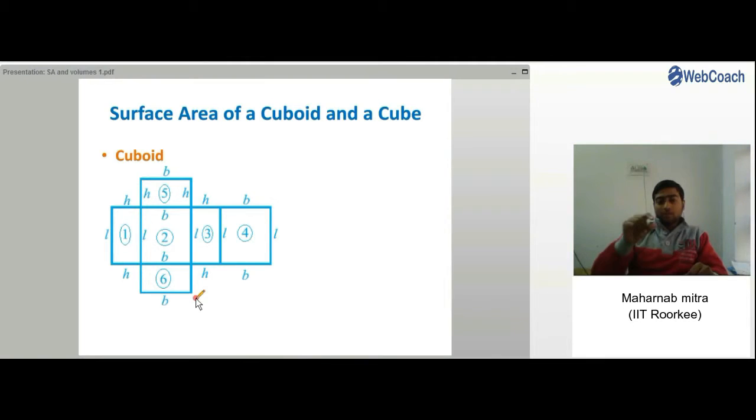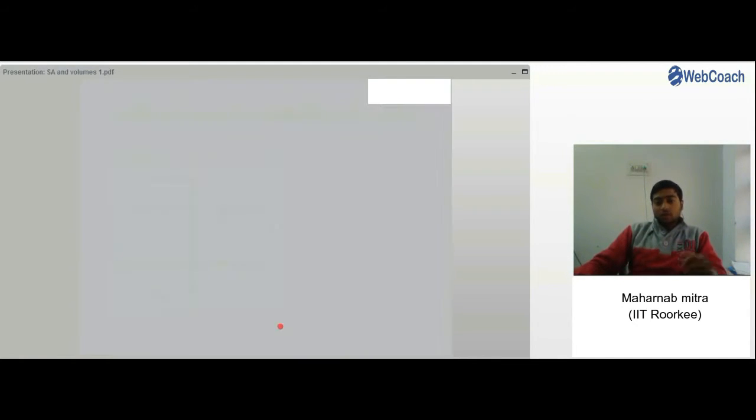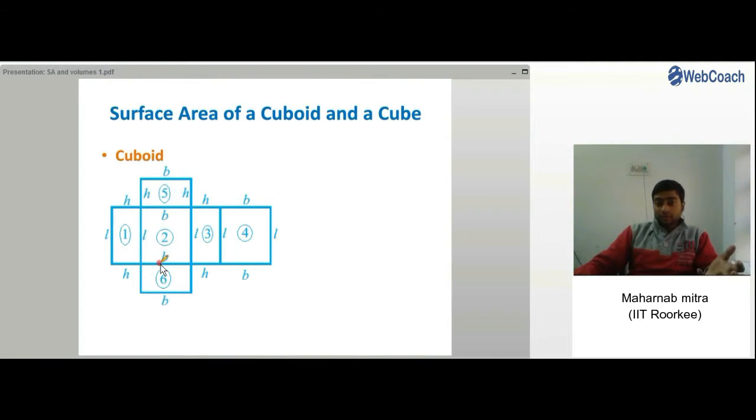When we have opened the cuboid, all the labels we mention it, and each rectangular portion we have numbered 1, 2, 3, 4, 5 and 6. All the faces we have numbered. Now for a cuboid, these were actually the surfaces, right? So if we find out the areas for all these surfaces, we can find out the surface area of the cuboid. So let us try to find out the area of each part and then we will add them up.